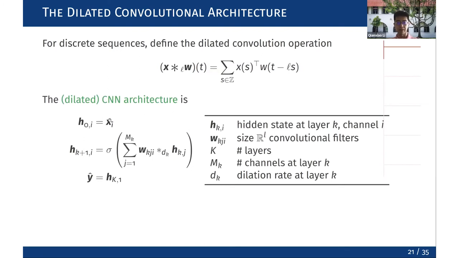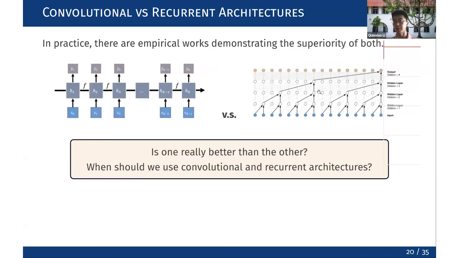The dilated convolutional architecture is simply the following, where your input sequence is H0, the hidden states. Instead of evolving the hidden state temporally, I evolve it according to the index K, which is the number of layers of your convolutional structure. So I is the sequence index and K is the layer index. At each layer, I take a dilated convolution with some filter of the previous layer's hidden state and pass it through some nonlinear function. Of course I have many different channels, so MK is the number of channels at layer K. Finally, my output is the readout of my last layer. This is the equation for the architecture that we showed here.